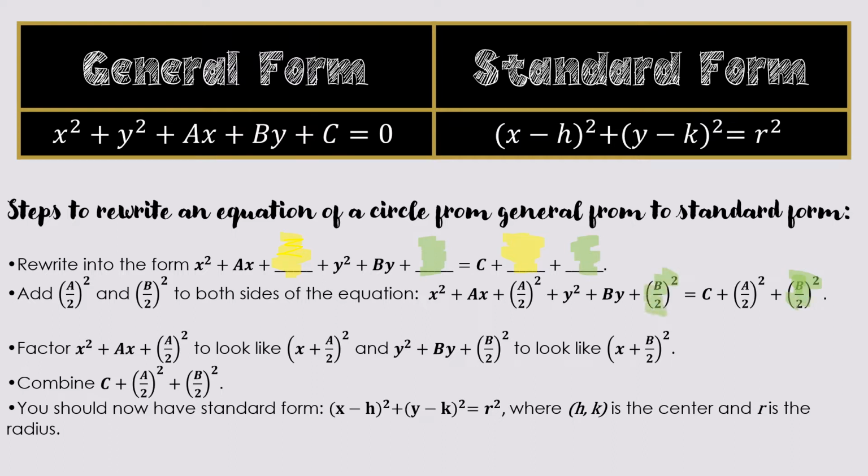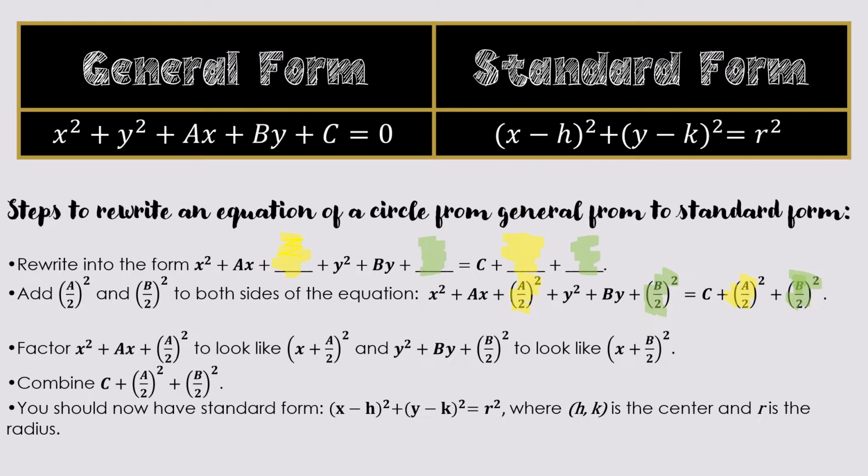So to find that number, you're going to take the a value, divide it by 2, and then square it. And that is going to be the number that goes after the ax and after the c. Then you're going to do the same thing with the b value. You're going to take the b value, cut it in half, or divide by 2, and square it, and then you'll add that number as well. All of these numbers should be positive, because when you square something, it will become positive.